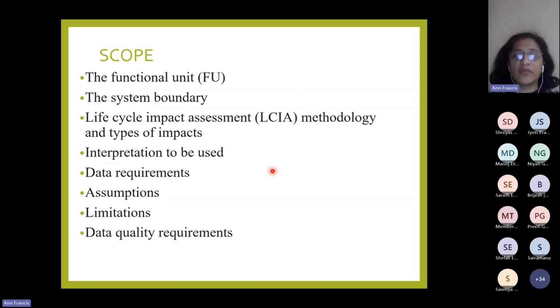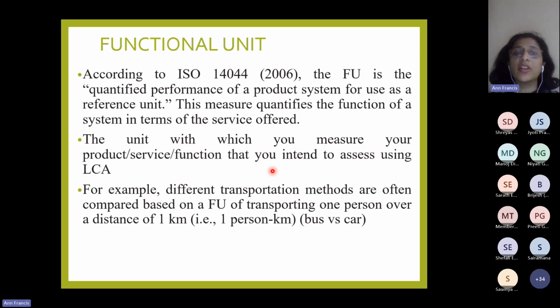In the same phase of goal and scope, as I mentioned, the functional unit is very important. It is the unit or measure that quantifies the performance of the product, which you will use to assess. I'll give you an example. If you're comparing some means of transport, the functional unit could be the amount of impact caused by transporting one person over a distance of 1 kilometer using a bus or using a car.